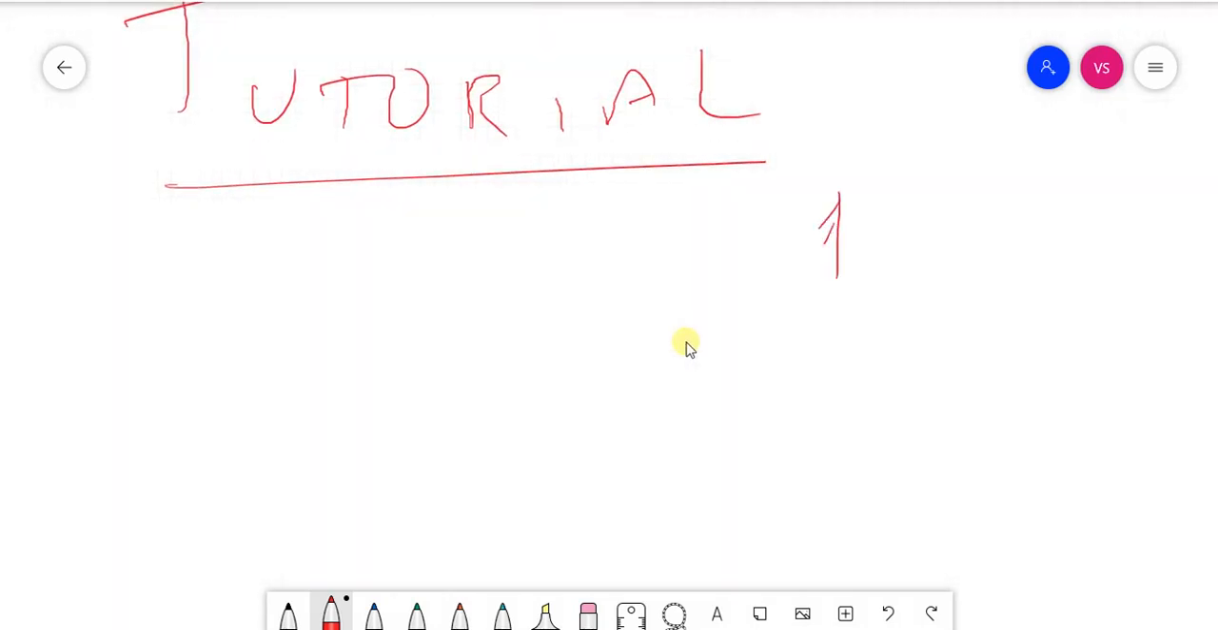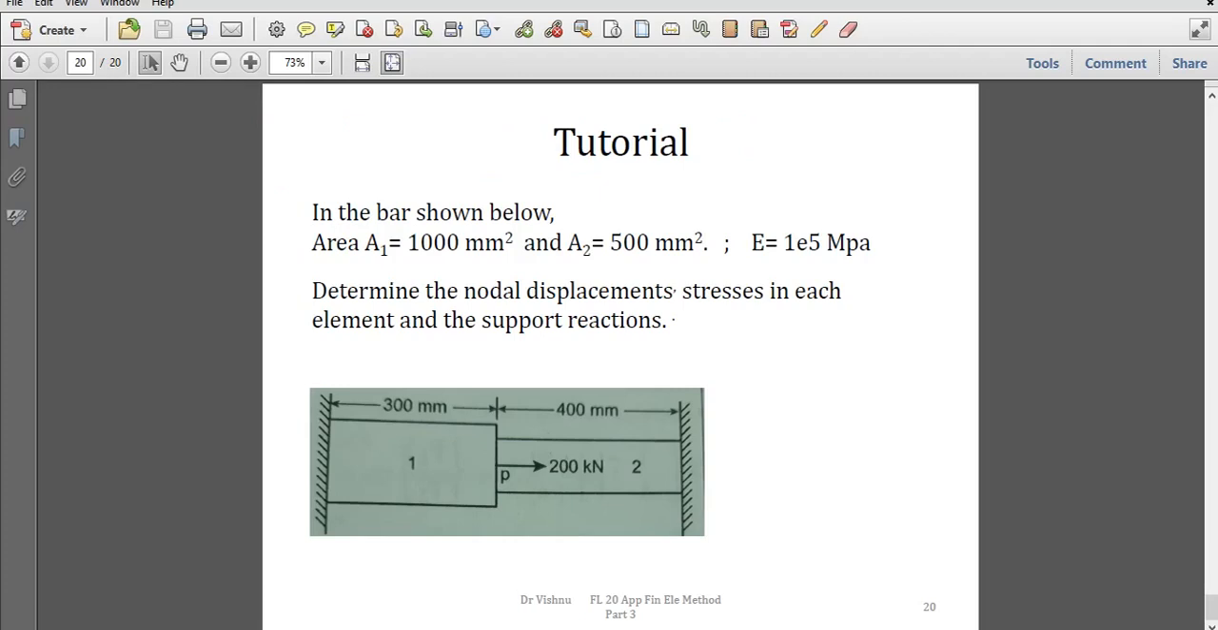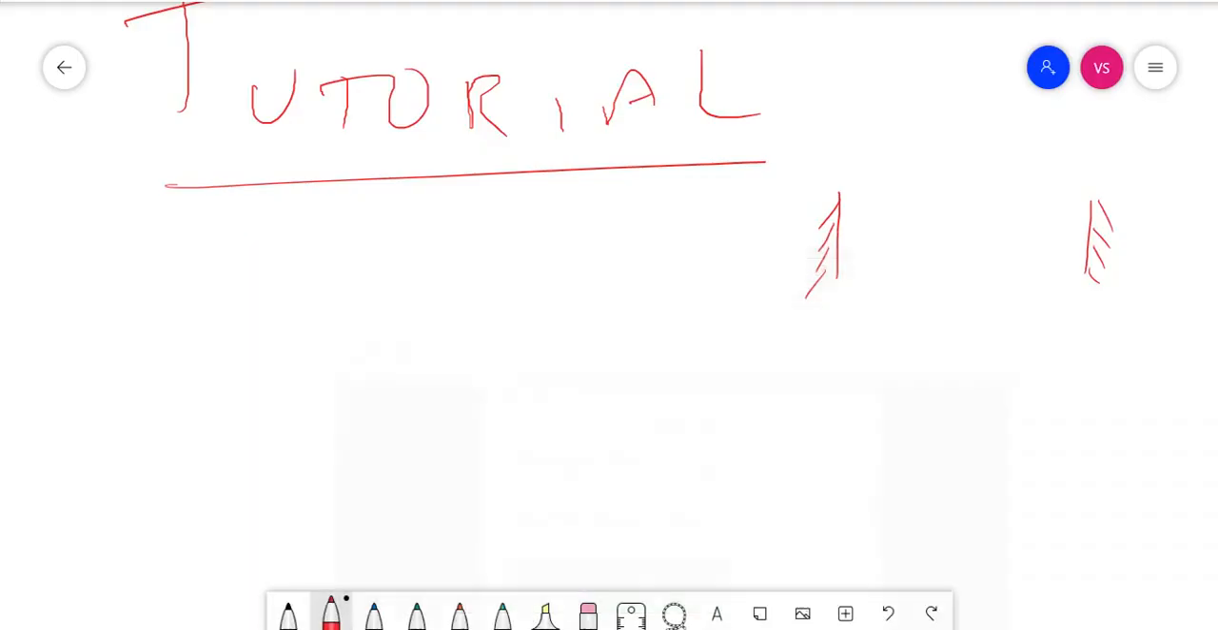So here is the bar. This is one area, and this is another area. This length is 300, and that is 400.